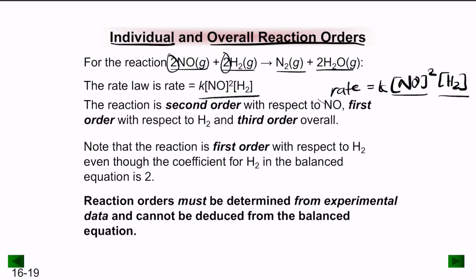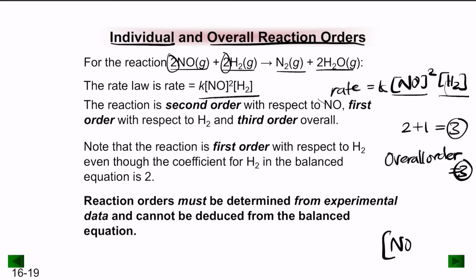The overall reaction order is generally determined by adding up the powers. When you add up both the powers, we get 3. So the overall order of the reaction is 3, while the individual order for NO2 is 2 and H2 is 1. Which means that if the concentration of NO2 is doubled, the rate gets quadrupled. If the concentration of H2 is doubled, then the rate gets doubled.